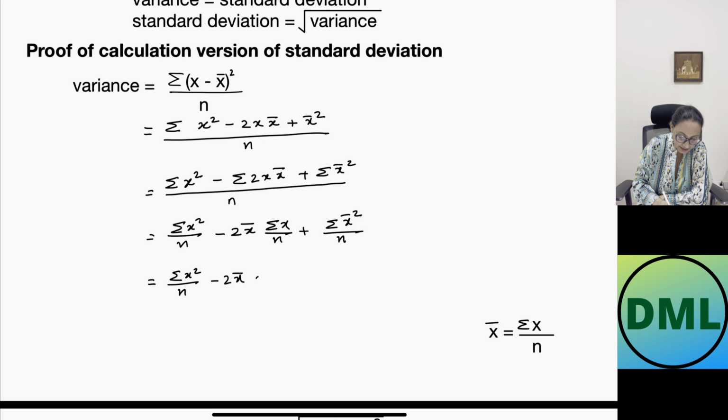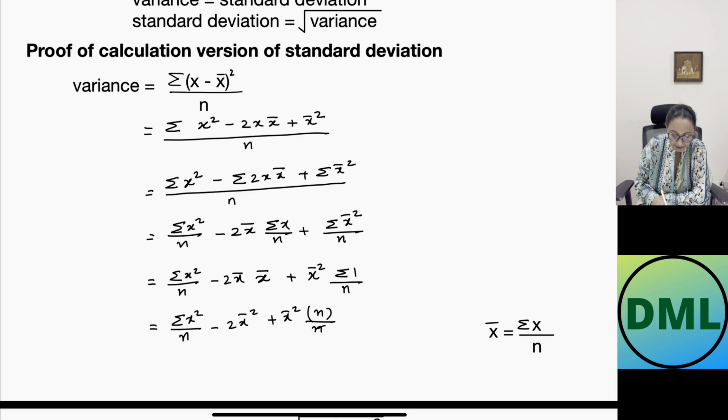Let's replace this here with x bar, plus x bar square is a constant which will come out from the sigma. This will be sigma of 1 over n. Sigma of 1 means you need to add all the values of 1, which will be equal to x bar square and n value over n value. N will get cancelled from here because you have n values. If you do the sum of all the values of 1, if you have n values, then the answer will be n.